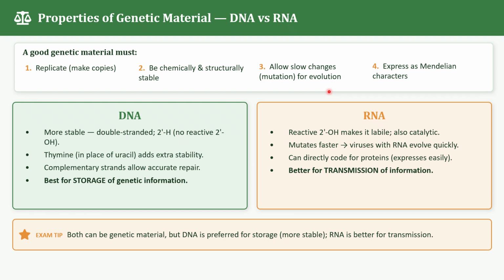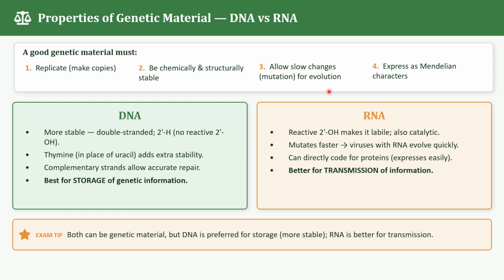And the next one is expressing as Mendelian characters. In order to express the information, genes should produce proteins. RNA directly participates in protein synthesis. And DNA, what it does is first transfer the information to RNA. Then the RNA synthesizes the protein.